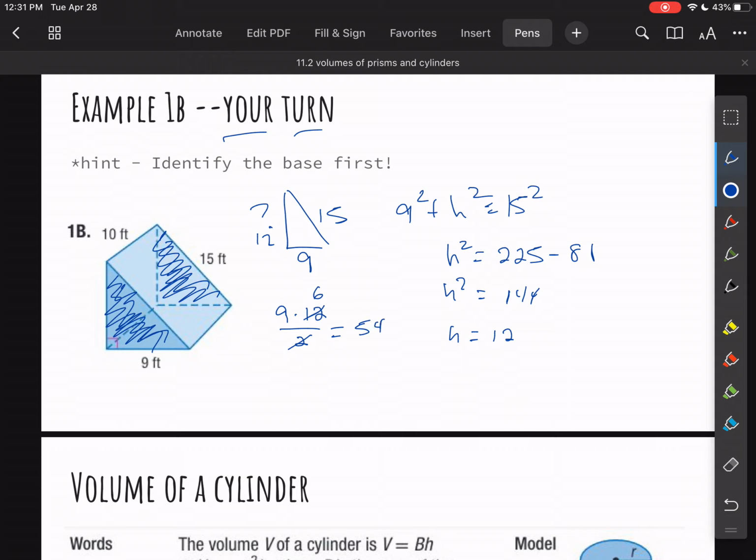Okay, so I know it's 54 times my height. Height could be challenging to figure out. It's just the distance between the bases. Okay, so in this case it's 10. So if I multiply this by 10, I get 540 feet cubed.